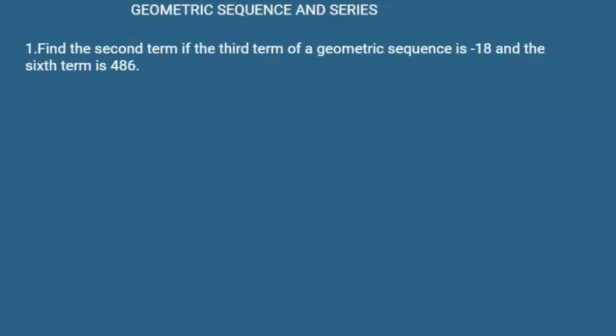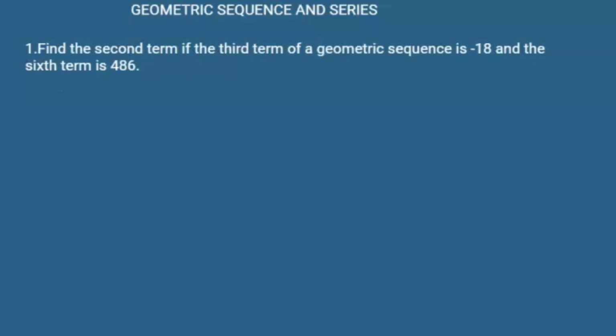Hi everyone, for this video we're going to solve geometric sequence and series problems that are easy, basic to not so easy. So let's start with this one. Find the second term if the third term of a geometric sequence is -18 and the sixth term is 486.